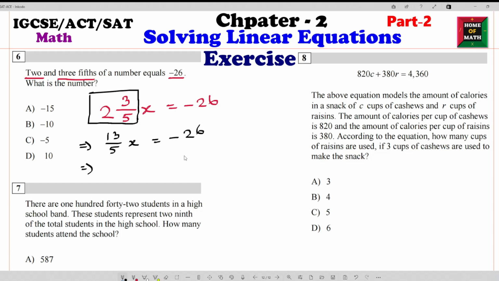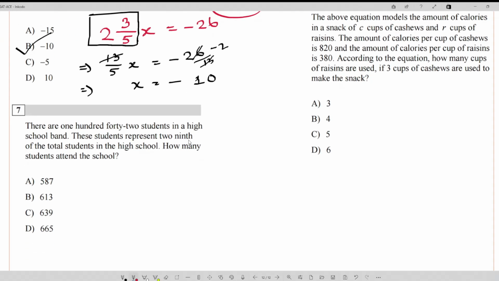If we divide both sides by 13, so this 13 will be out and here 26 divided by 13 will be minus 2. So x equals, once we multiply minus 2 by 5, it will become minus 10. So our answer is option B, minus 10. Okay, minus 10 is our right answer. Okay, it's clear. Number 6 done. Now number 7.